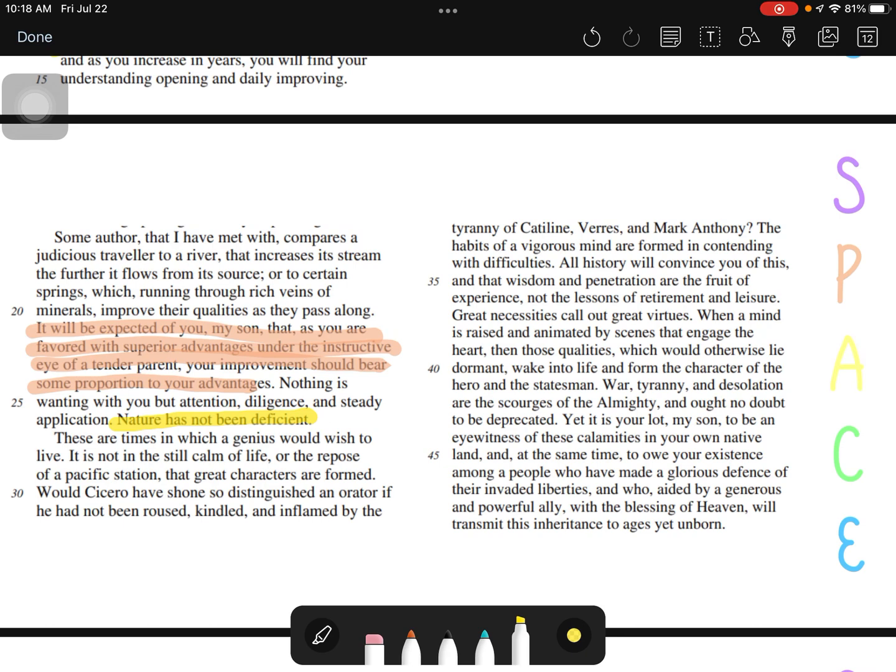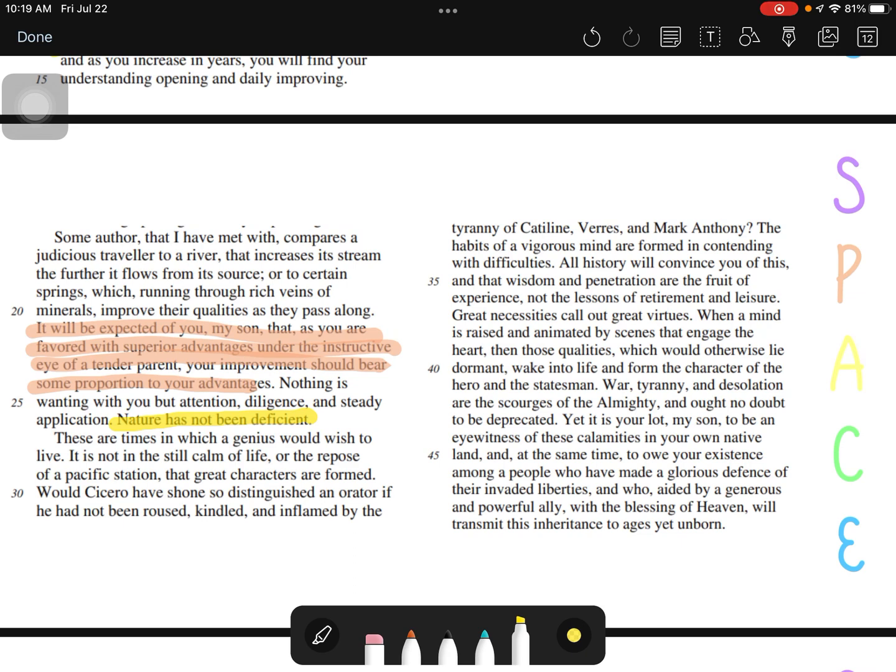These are times in which a genius would wish to live. It is not in the still calm of life or the repose of a pacific station that great characters are formed. Would Cicero have shown so distinguished an orator if he had not been roused, kindled, and inflamed by the tyranny of Catiline, Verres, and Mark Antony? The habits of a vigorous mind are formed in contending with difficulties. All history will convince you of this, and that wisdom and penetration are the fruits of experience, not the lessons of retirement and leisure. Great necessity calls out great virtue.